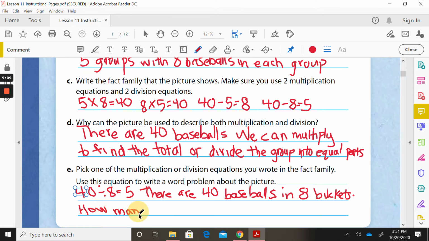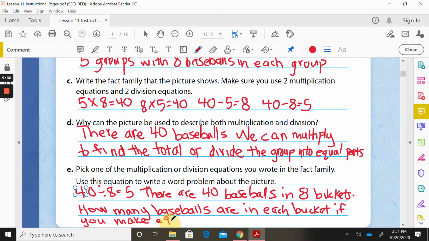How many baseballs are in each bucket if you make equal groups? And that's important because we're wanting to make equal groups.